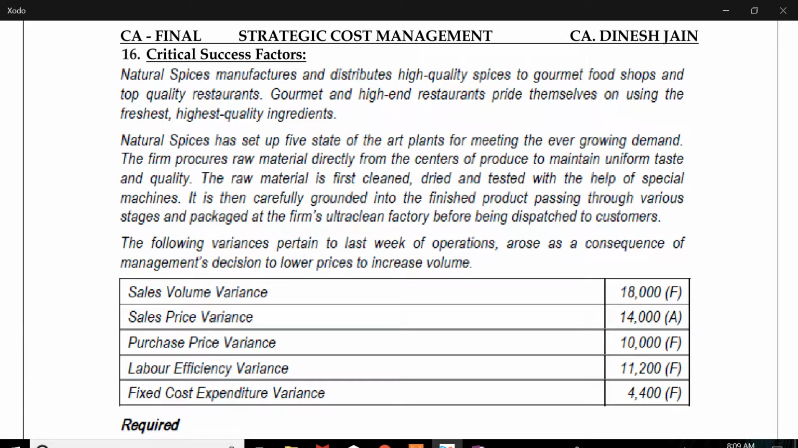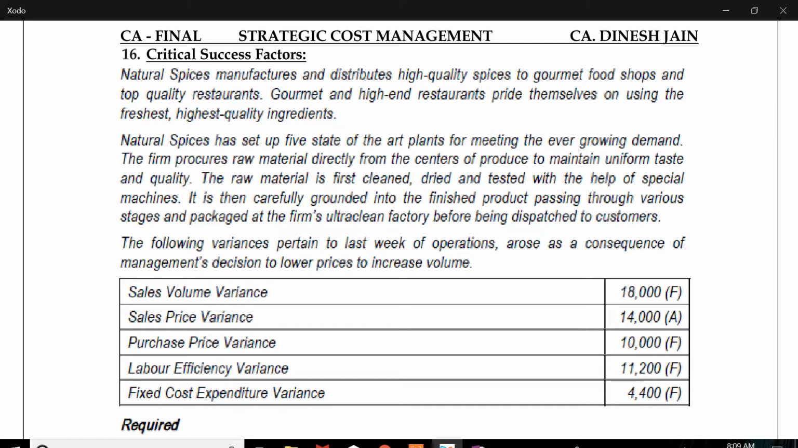Natural Spices manufactures and distributes high quality spices to gourmet shops and top quality restaurants. Gourmet and high end restaurants pride themselves on using the freshest, highest quality ingredients. Natural Spices has set up 5 state of the art plants for meeting the ever growing demand. The firm procures raw material directly from the centers of produce to maintain uniform taste and quality.